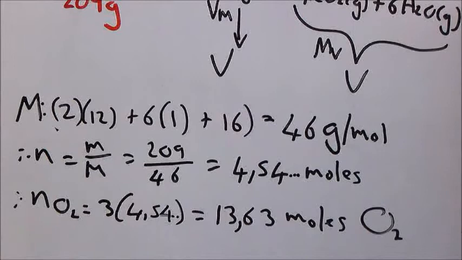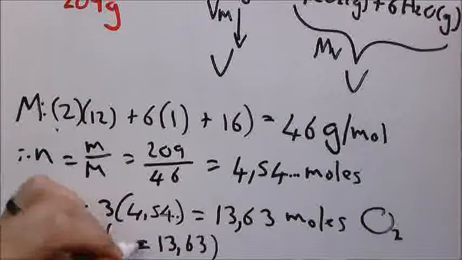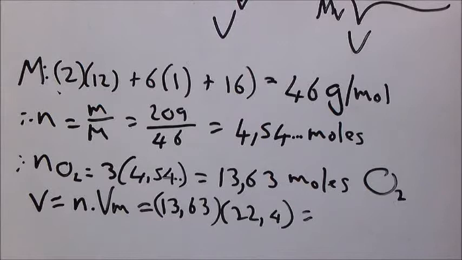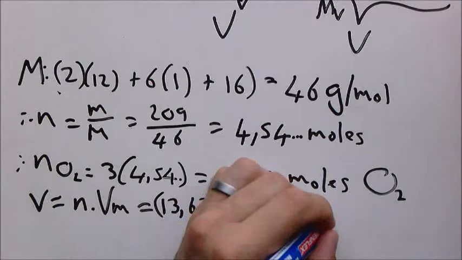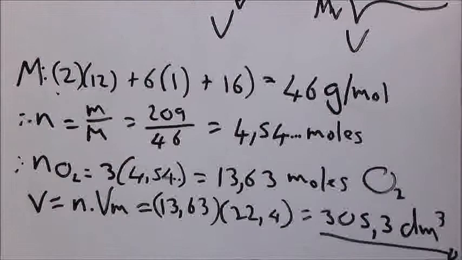Now we know that the volume is equal to the amount of moles times the molar volume. So we're taking 13.63 times 22.4, which is the molar volume of any gas, right? And then we will have our answer. And I get an answer of 305.3 cubic decimeters. Now the second question, the volume of gas released during combustion at standard temperature and pressure.